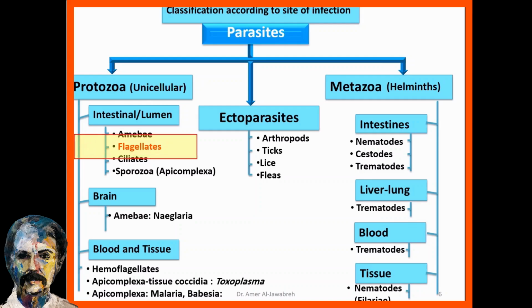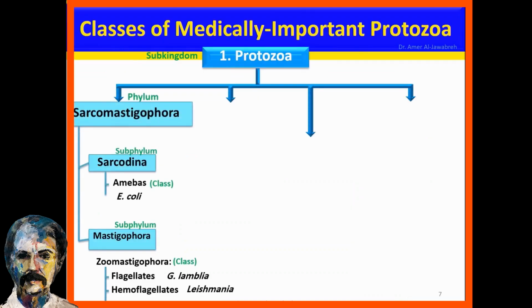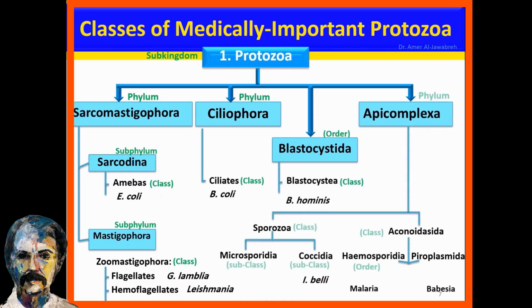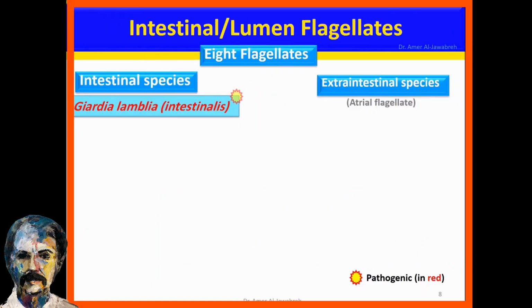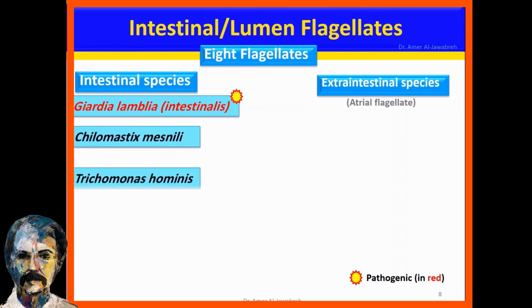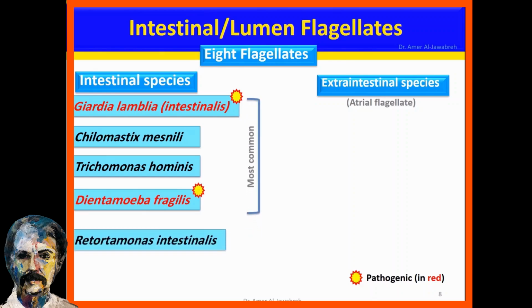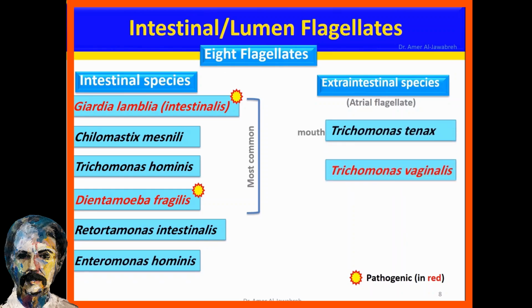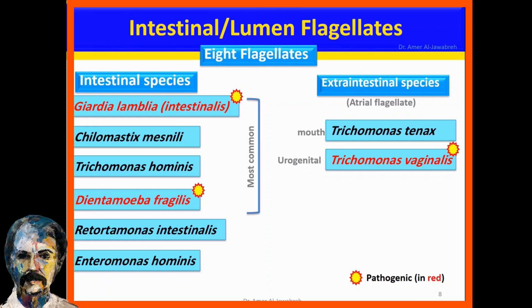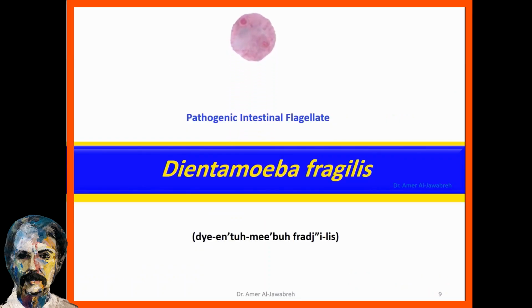Again, according to site of infection, this is a flagellate in the intestine. And according to taxonomy, this is a Sarcomastigophora, Zoomastigophora flagellate. It's here. We are here. Again here, these are the 8 flagellates: Giardia lamblia, Chilomastix mesnili, Trichomonas hominis, and Dientamoeba fragilis. Dientamoeba fragilis is pathogenic. We have a star here, and it's red. It's pathogenic, like giardia. Giardia is pathogenic. Chilomastix mesnili is non-pathogenic.